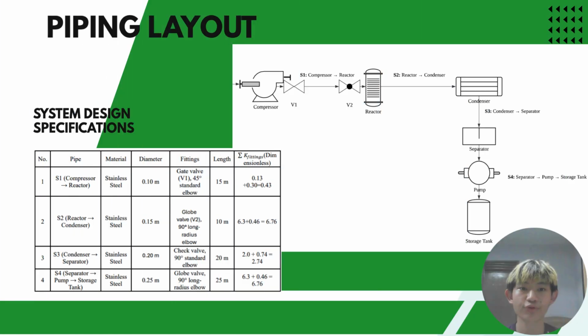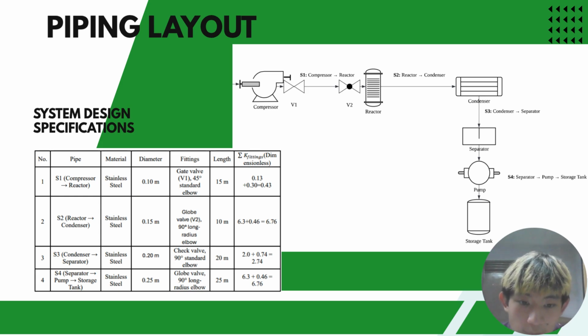the reboiler. Plant fluid transport is managed by a dedicated piping network. For all lines carrying methanol, we select stainless steel for its excellent corrosion resistance and compatibility, ensuring product purity and system longevity. Each methanol stream is custom designed for its specific role. For instance, stream S3 from the condenser to the separator uses a 0.2-meter diameter pipe. The final product line, stream S4, which carries pure methanol to storage, uses a larger 0.25-meter diameter pipe to minimize pressure drop and reduce pumping costs.